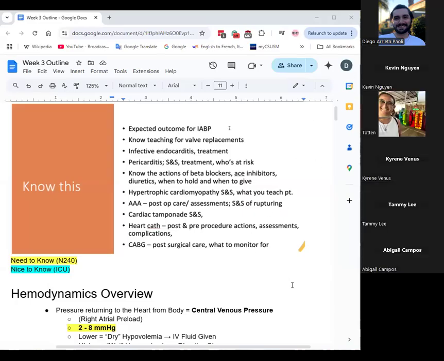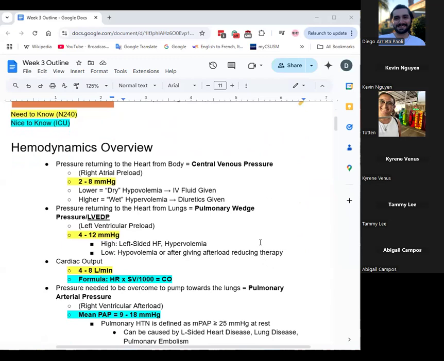Okay, so again, we're just going to go over all that information. Again, just a review of hemodynamics. You're going to need to know your central venous pressure, 2 to 8. We discussed in week 1 how a lower number is associated with what they call dry, so hypovolemic, and therefore your intervention is to give IV fluids.